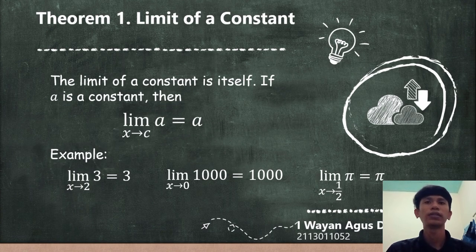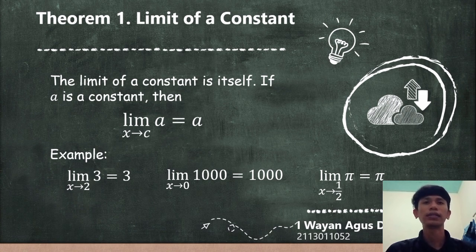Okay, the first theorem: the limit of a constant. The limit of a constant is itself. If a is a constant, then the limit of a as x approaches c is equal to a. The example is the limit of 3 as x approaches 2, the answer is 3.